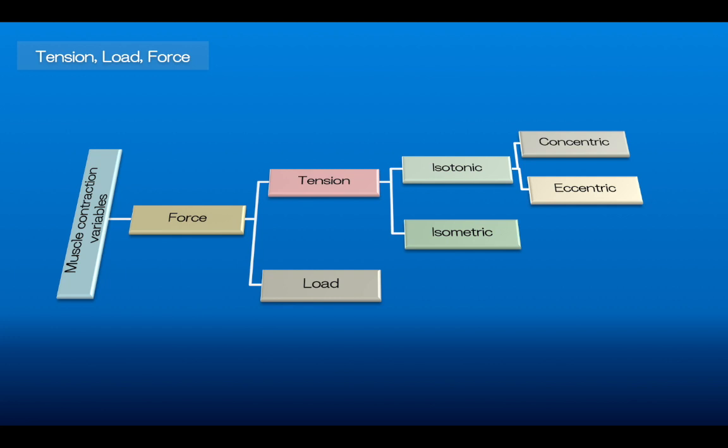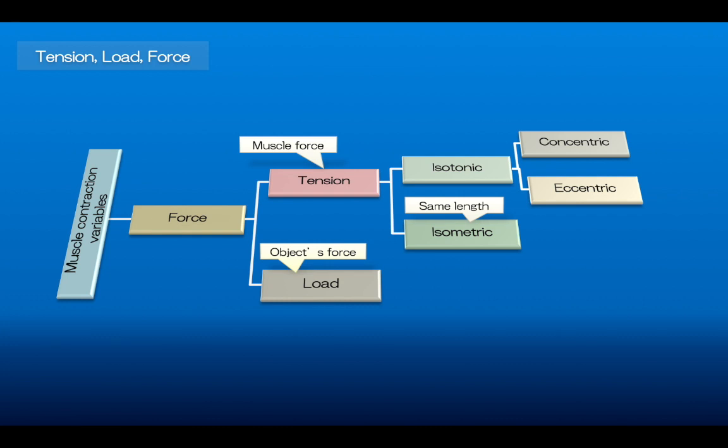The force exerted on an object by a contracting muscle is known as the muscle tension. And the force exerted on the muscle by an object, usually its weight, is the load. Muscle tension and load are opposing forces. When a muscle develops tension but does not shorten or lengthen, the contraction is said to be isometric.